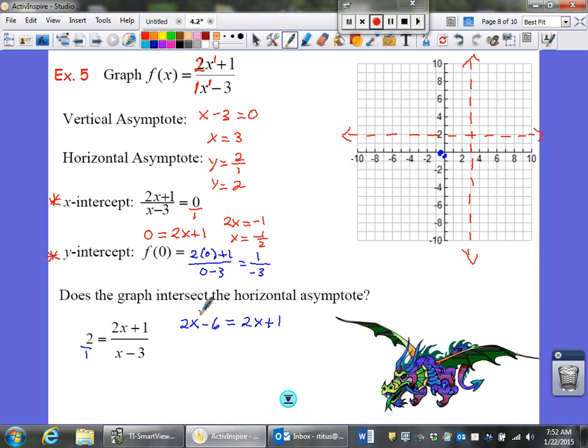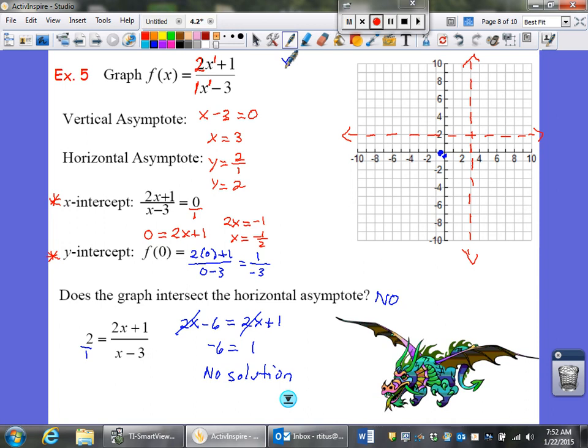And if you notice, the x's are going to cancel out on both sides. Since this is a false statement, there is no solution. And since there's no solution, the question is, does the graph cross the horizontal asymptote? The answer is no. But that's not really helping us graph. We just know that you will not be drawing a graph line through this line. It's either going to be above it or below it.